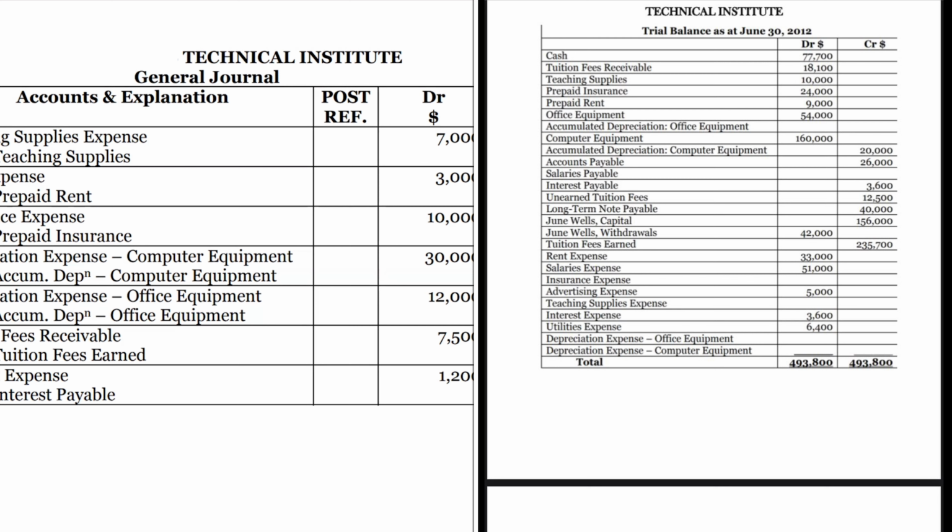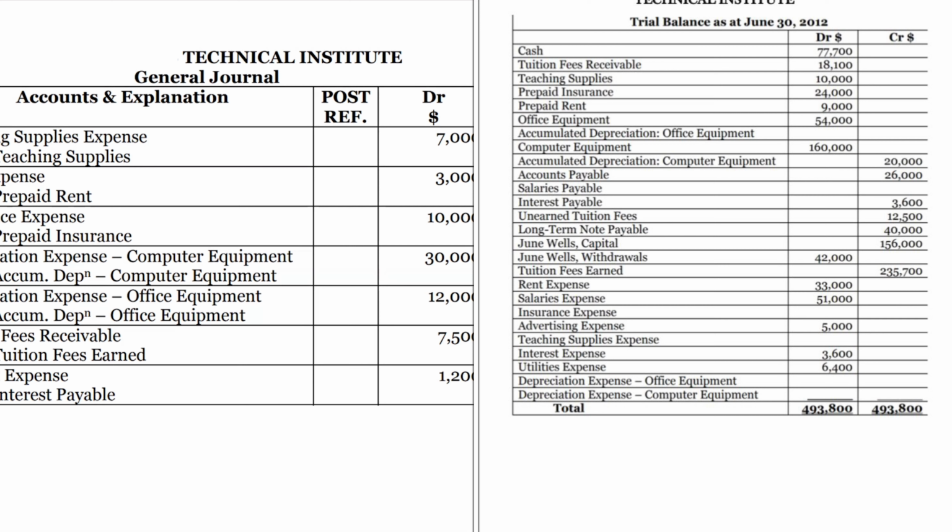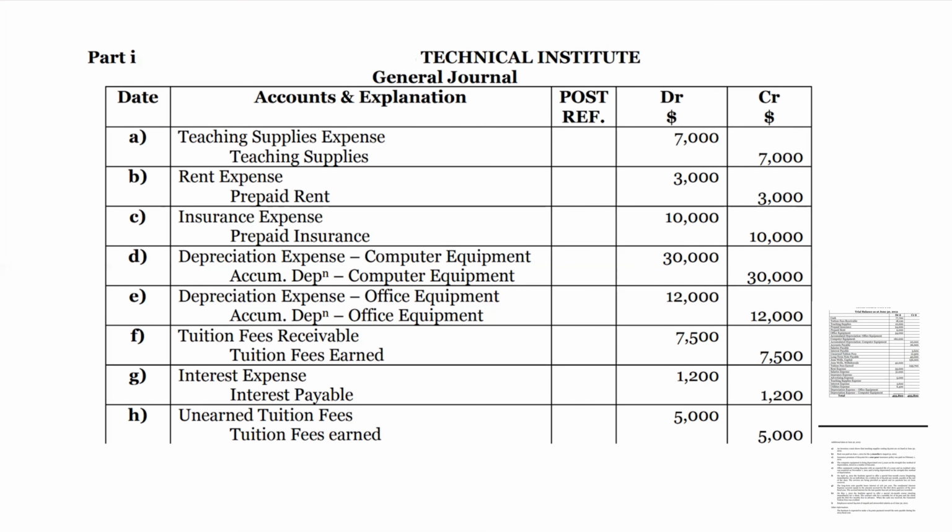However, this was at May 1. When they gave you this money at May 1, it was unearned. However, we're at June 30th, so you would have done the work for 2 months. So 2 months' worth of this 12,500 has now become earned. So we need to reduce unearned by 2 months and increase earned, because we're putting it now into earned revenue, right? To reduce the unearned, we debit it. And to increase the earned, we credit it. And for 2 months, 2,500 times 2 gives us 5,000.